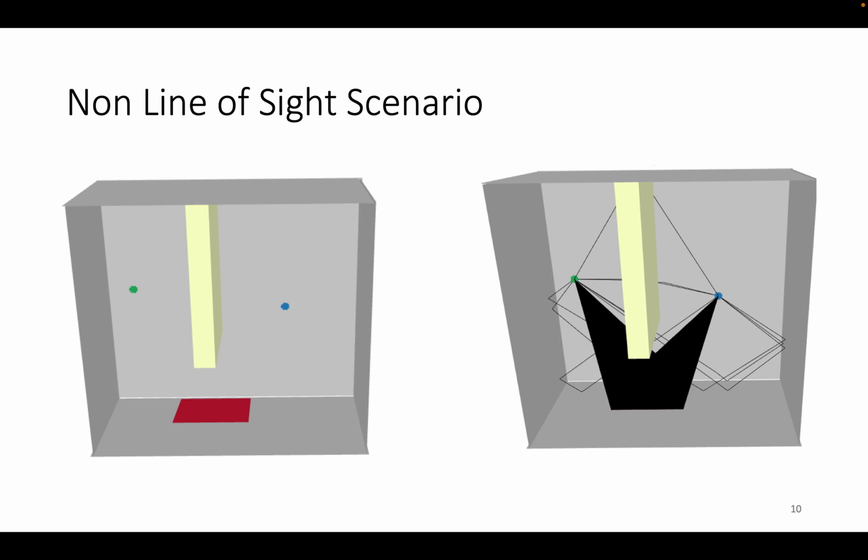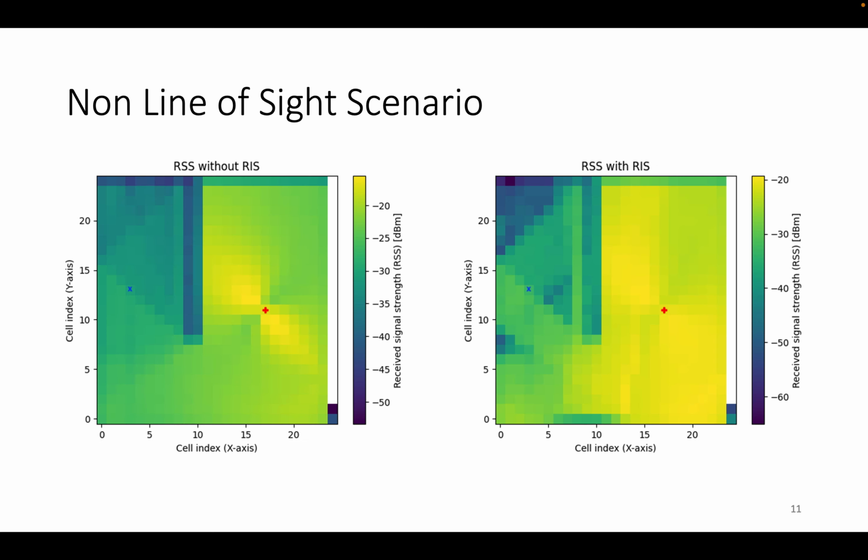In the non-line of sight scenario, where an obstacle blocks the direct path between the transmitter and the receiver, the benefits of RIS become clearer. Without RIS, the signal strength drops significantly behind the obstacle. When we introduce the RIS and configure it to reflect the signal toward the receiver, we observe a noticeable improvement in the received signal strength. However, this improvement assumes that the receiver position is known so that the RIS can be configured accordingly.